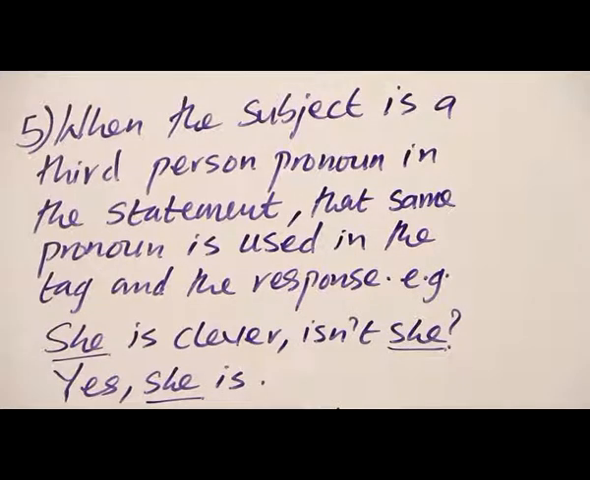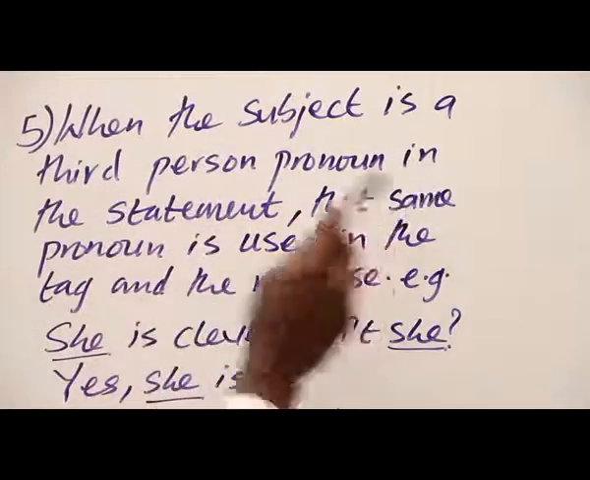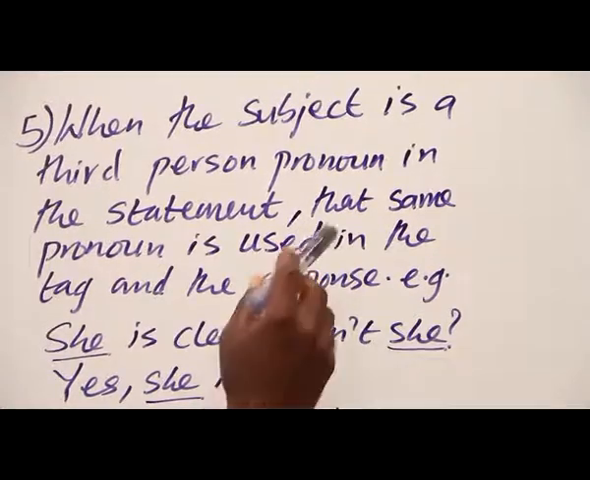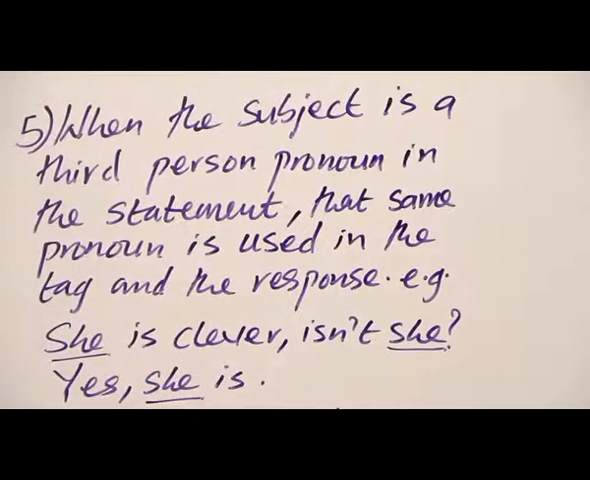Hint number five. When the subject is a third person pronoun in the statement, you know the third person pronouns, you can have she, he, they, it. These are third person pronouns. That same pronoun is used in the tag and the response. Now look at the example. She is clever, isn't she? Yes, she is. What is the subject? The subject is she. Now that same subject is repeated in the tag, she, and it's also appearing in the response, she.